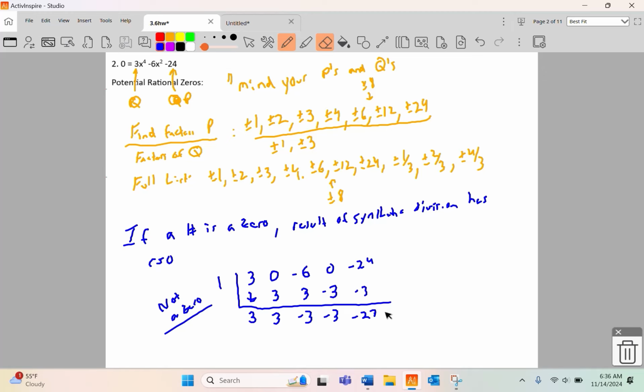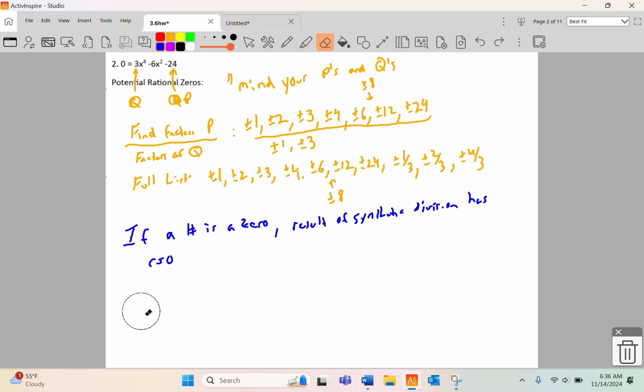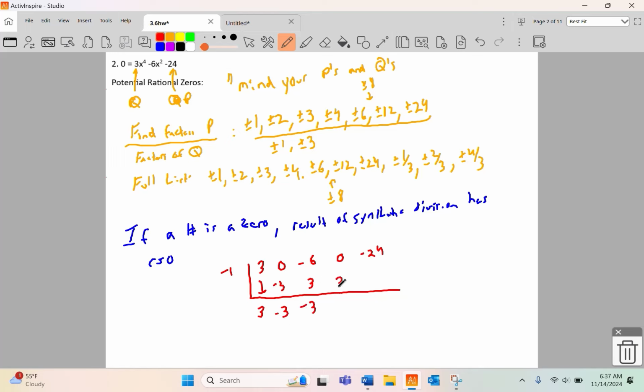So I start over. Maybe 1 didn't work. Oh, I remember doing this in high school too. Oh, I remember. It stunk. And if you actually try to do this, you'll remember it forever because it kind of stinks. All of the guessing and the checking really stinks. So 1 didn't work. I'll try a negative 1. And I drop, and I multiply, and I add, and I multiply, and I add, and I multiply, and I add. And so this didn't work either.